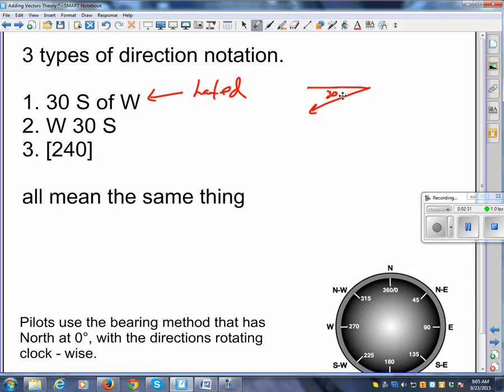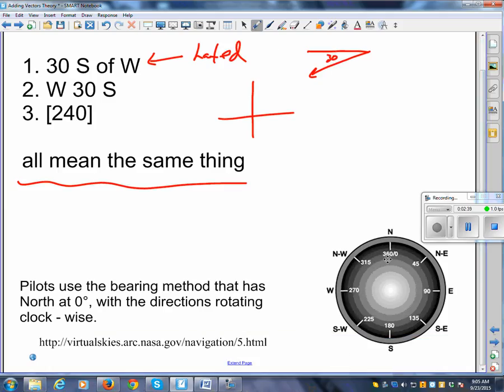240. Look, it says right there, all mean the same thing. Right? 240, we've got 0 at top, 90 is east, 180 is there, so 240 is going to be right about there, which is the same as that one. Pilots use this method that has north at 0, directions rotating clockwise. There's a website there if you want to look it up. So that's kind of where we've got so far, right? Quick review. All good?